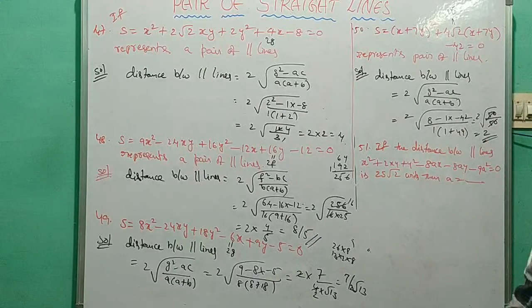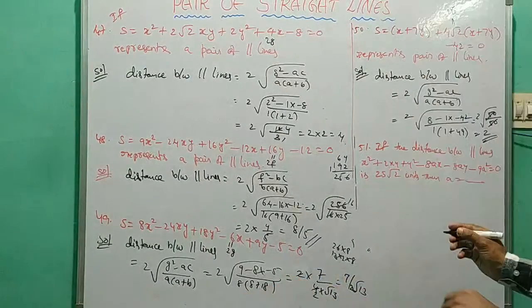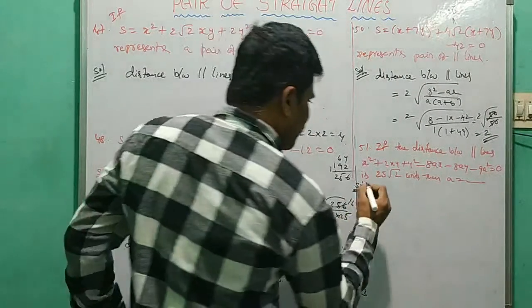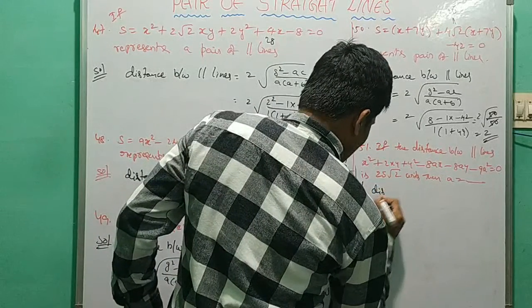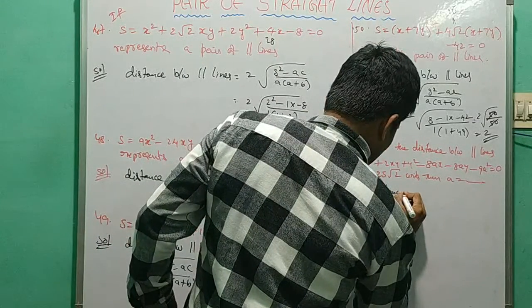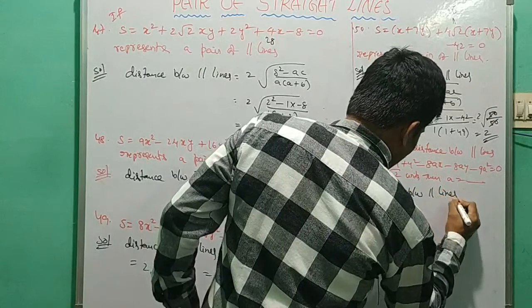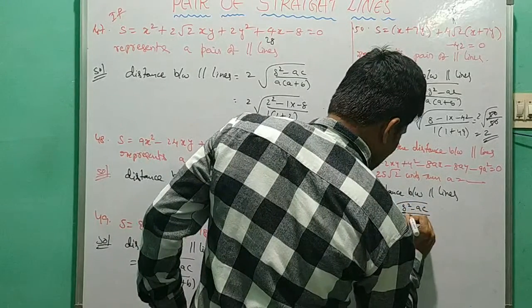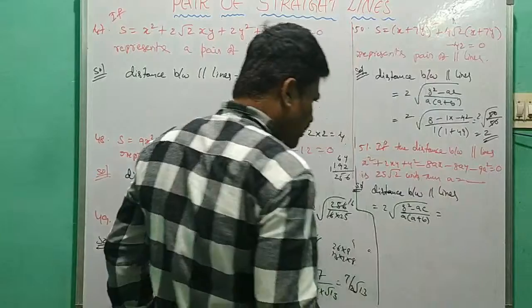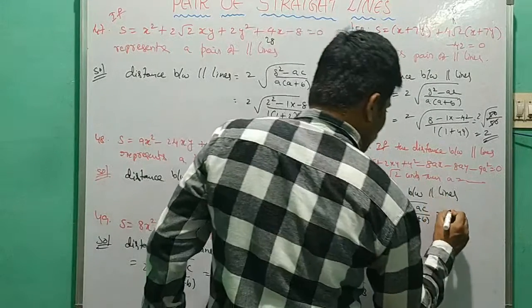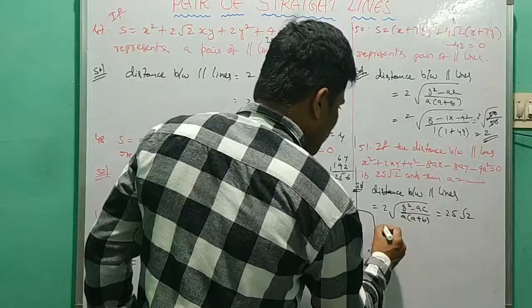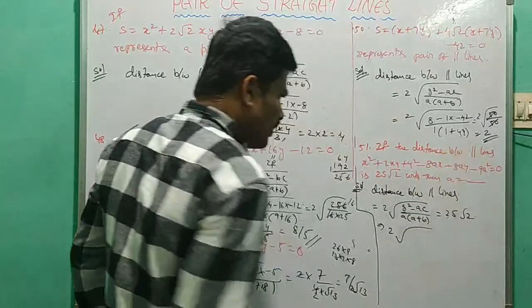Here to find the value, we have to take the same formula. First of all, to find the distance between parallel lines, the formula is 2 into square root of g square minus ac by a into a plus b. That equals the already given distance, 25 root 2. Now equating the value 25 root 2, we substitute g, a, c and b in that.